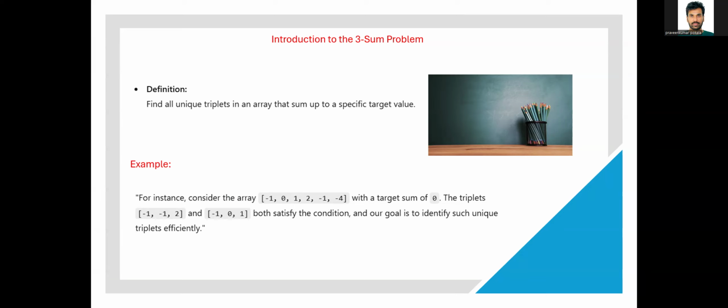Suppose you consider -1, 0, 1. This sum is going to be 0, so that set is nothing but this. If you consider -1, -1 and 2, this set also turns out to be 0. So both satisfy the condition. Our goal is basically to find such unique triplets out of the given array.